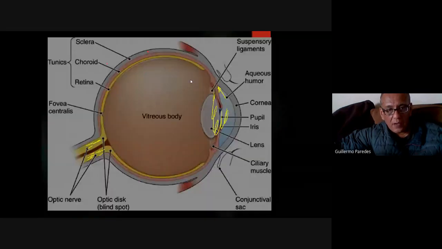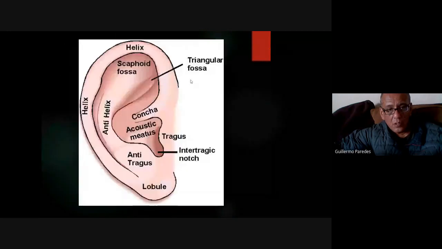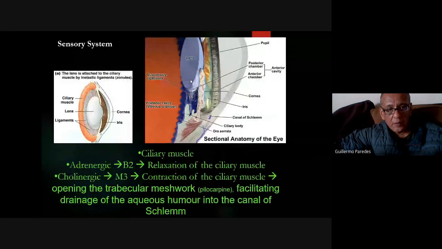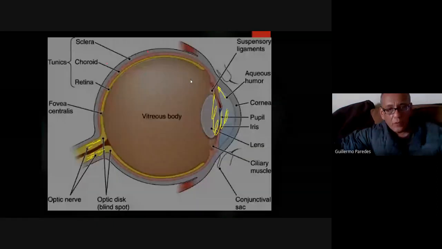Let me see if I have it here. No? Ah, okay. No, it's too difficult a picture there. Okay, so, all right, let's keep it this way.